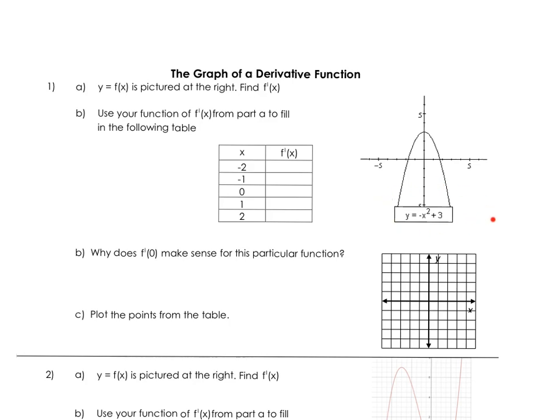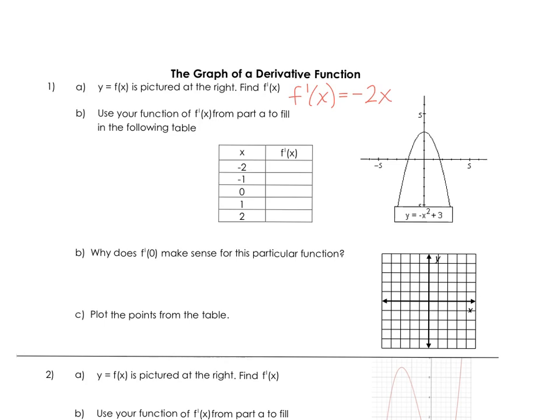Y equals negative x squared plus 3. That's what's graphed here. It's the parabola. What I want you to do, well, we'll do this part together, is find the derivative of that. So here's the function. It's a pretty easy function to take the derivative of. I'm going to label it f prime of x, and you should have this done before I'm even getting there because I'm delaying a little bit. The derivative is negative 2x. Okay, from the power rule, that's what we get.